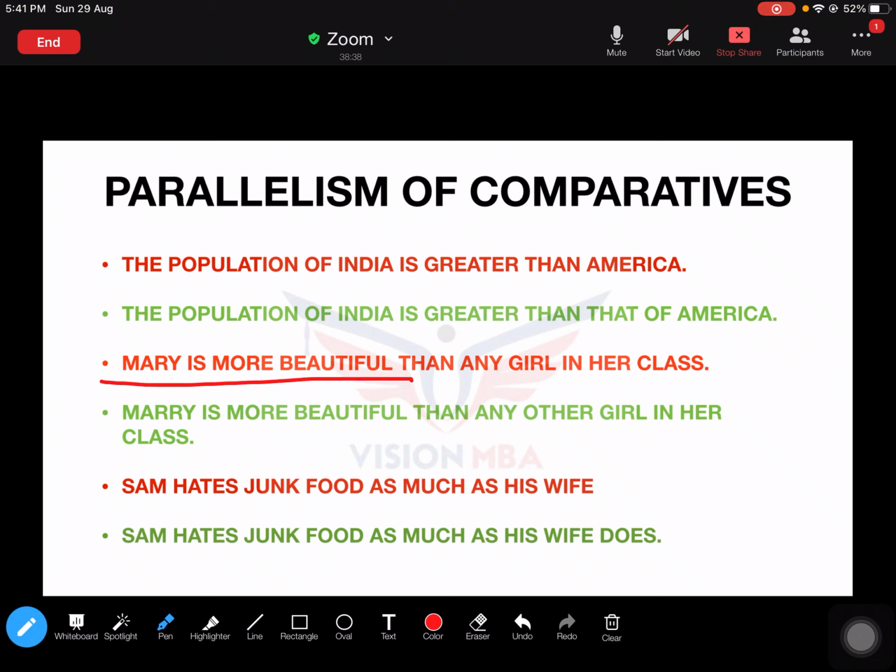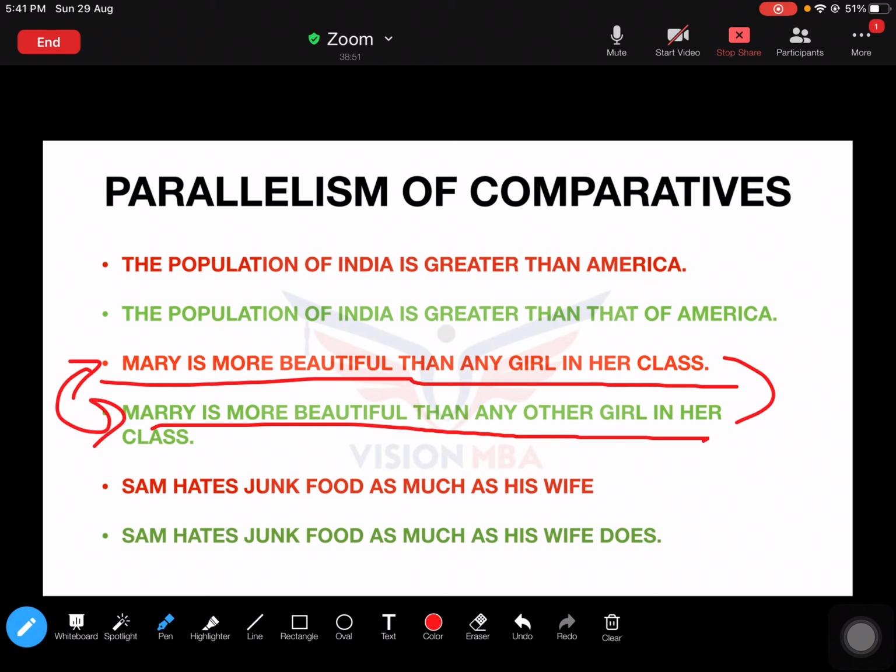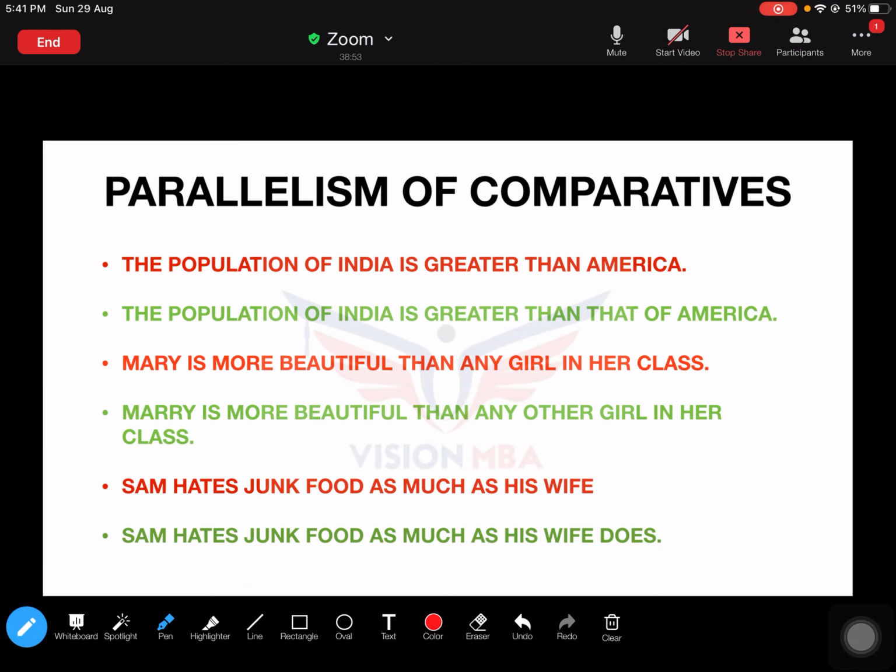Mary is more beautiful than any girl in her class. Now, Mary is more beautiful than any other girl in her class. Here I want you to check the error and ask yourself why the sentence is right or wrong. Mary is more beautiful than any girl in her class. Mary is more beautiful than any other girl in her class. This sentence can also be written as Mary is the most beautiful in her class. It's the same thing.